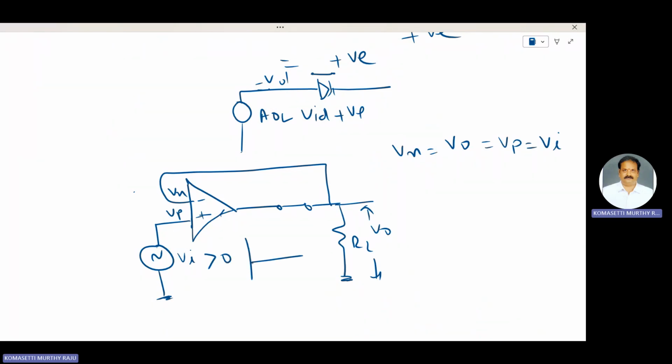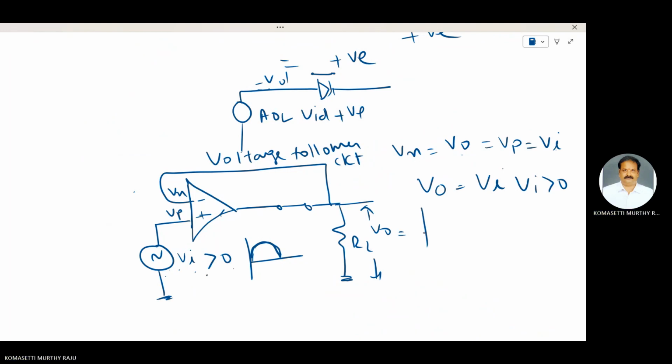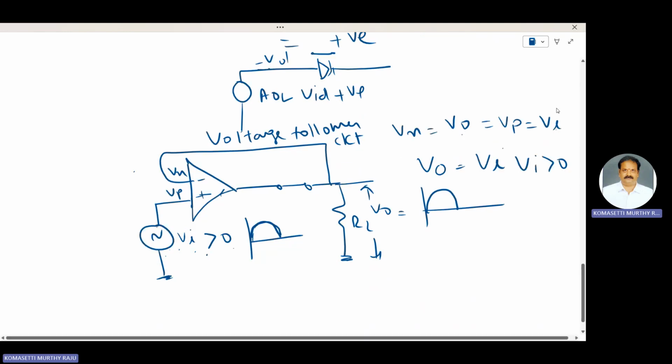Va is greater than 0 means a positive going pulse. At that instant, output voltage is equal to input voltage when Va is greater than 0. This is the voltage follower circuit. Whatever voltage appears at the input side, with Va greater than 0, the output is also like that. The output is the same as the input when Vi is greater than 0.